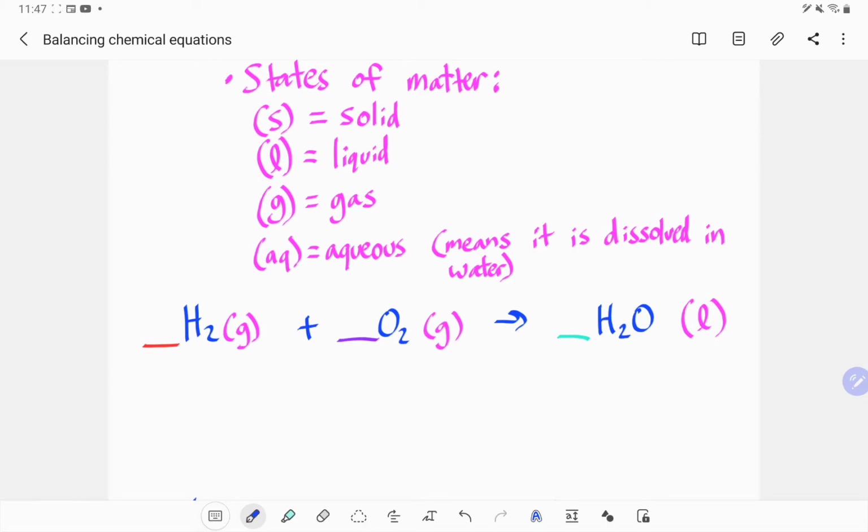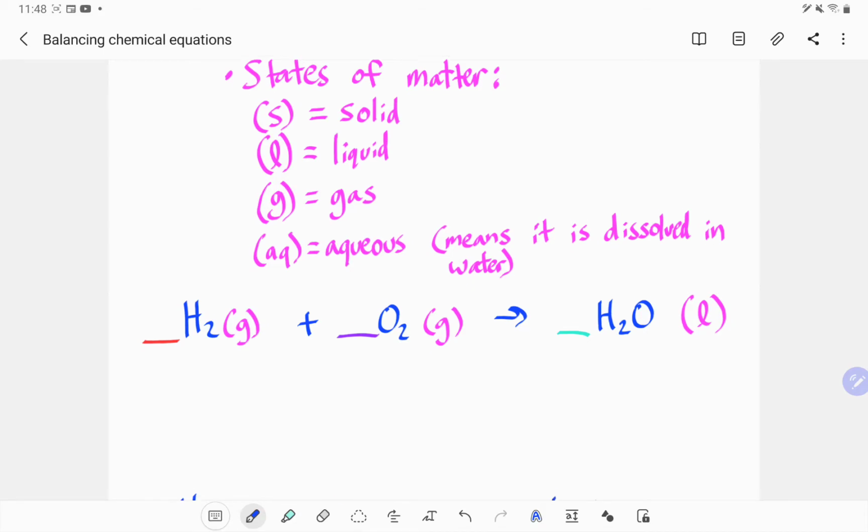So here are the states of matter. S is solid, L, a cursive L, is liquid, G is gas, and AQ is aqueous, which just means it's dissolved in water. All right, so not important at all for balancing the chemical equations. We're just going to remember to have that in our final answer.